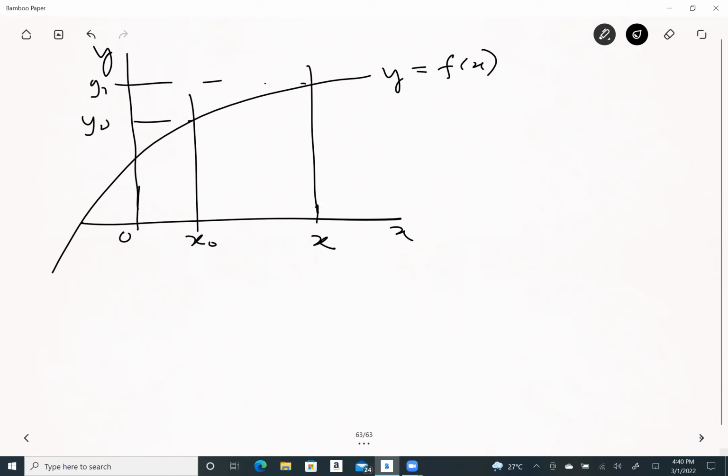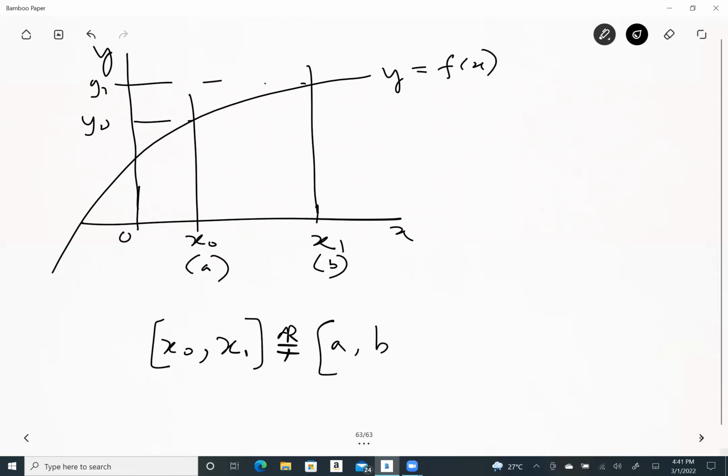But to find the integral, you don't need the value of the y. If you look at the book, they use a. X1, the book uses b. So our interval is x0, x1. Or the same thing, a, b. I use x because x is equal to x0, x equal to x1.